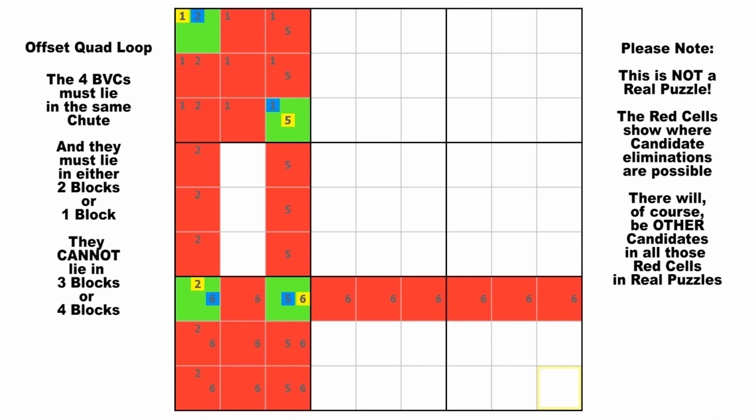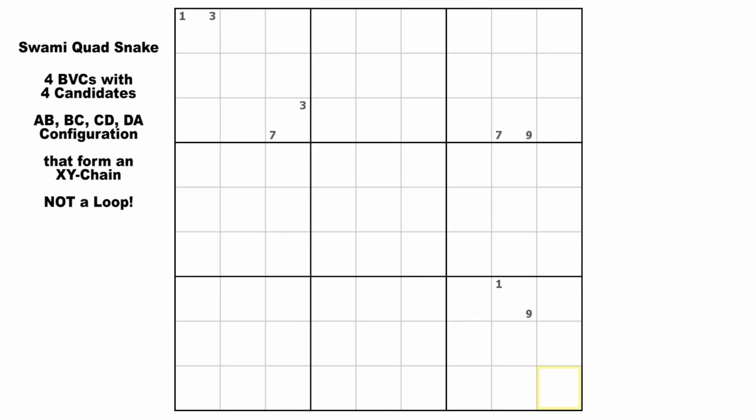So now let's move on to the Swami Quad Snake. A Swami Quad Snake has 4 bi-value cells with 4 candidates arranged in the AB, BC, CD, DA configuration. But this time the 4 cells are linked, but they do not form a continuous loop. They simply form an XY chain. This means that we can only make deductions about the 2 candidate A's, which will always be the 2 endpoints of the chain. Here we have a Swami Quad Snake.